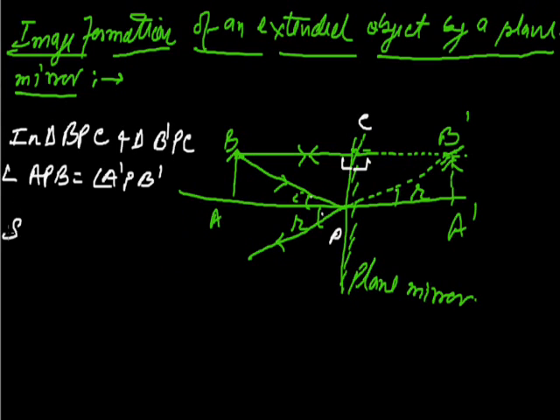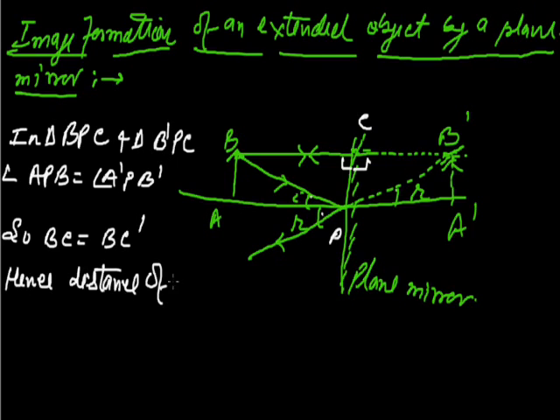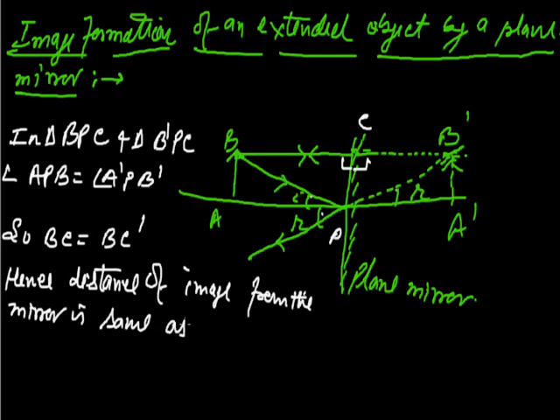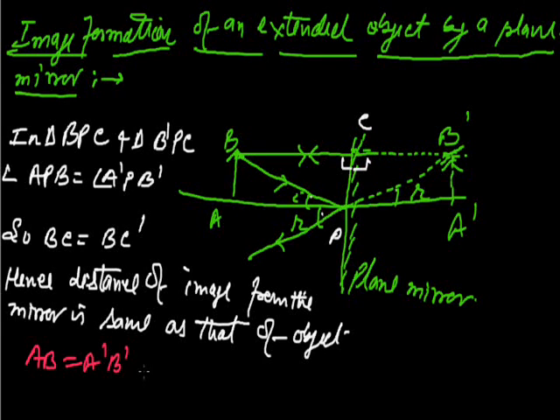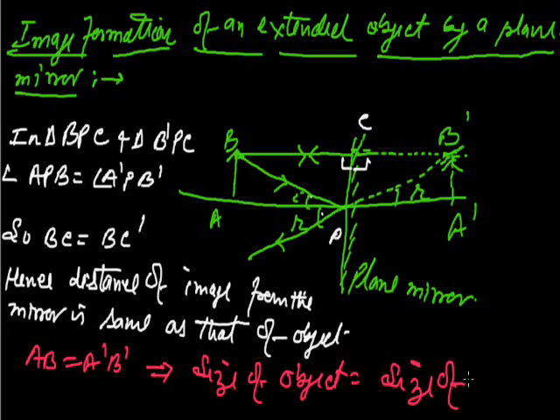So BC is equal to B dash C, which means the image is formed at the same distance. Hence the distance of the image from the mirror is the same as that of the object. Also AB is equal to A dash B dash, which means the size of the object is equal to the size of the image.